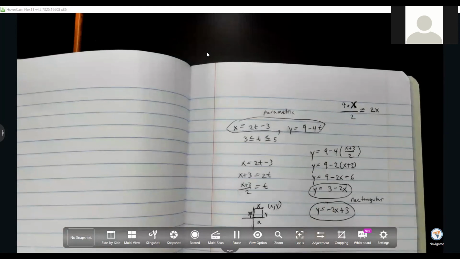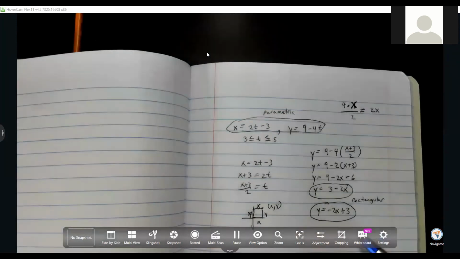All right, so do you guys understand the first part of it, how we got from the parametric to the rectangular? Yeah. Okay, all right, good. So we eliminated the parameter. All right, so then it says, identify the graph of the parametric curve.